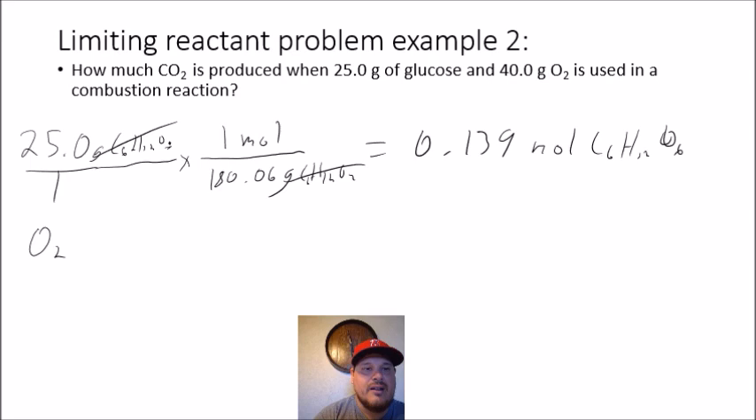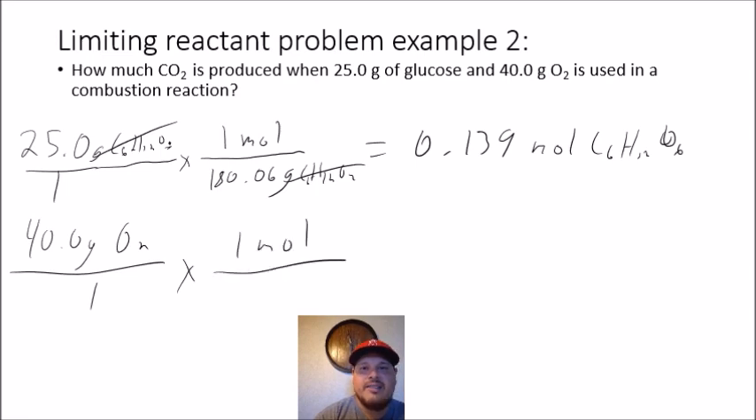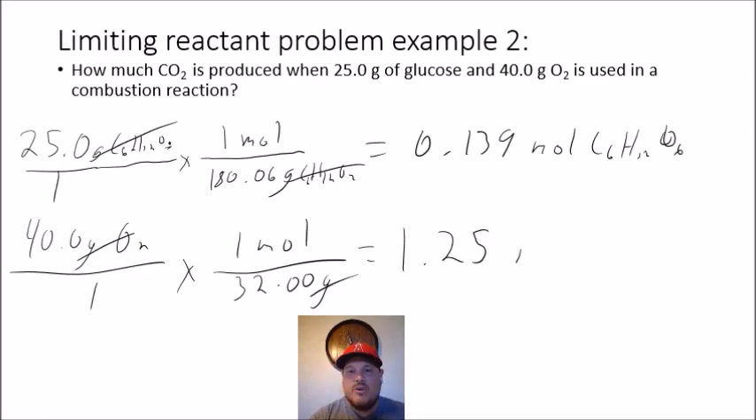I'm going to do the same thing for oxygen gas. Let me erase that because that looks ugly. All right, I have 40 grams of oxygen gas over 1. For every 1 mole of oxygen gas, I have 32.00 grams. Now I cancel it out, and I get a grand total of 1.25 moles of oxygen gas. Okay, so we've now converted both of our masses to moles.